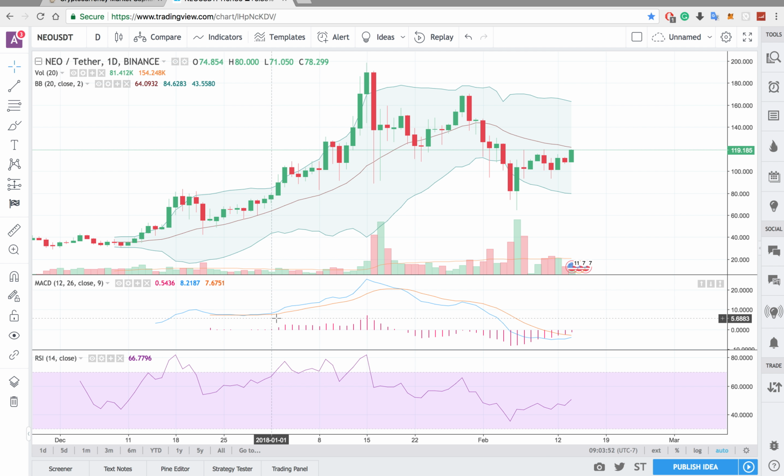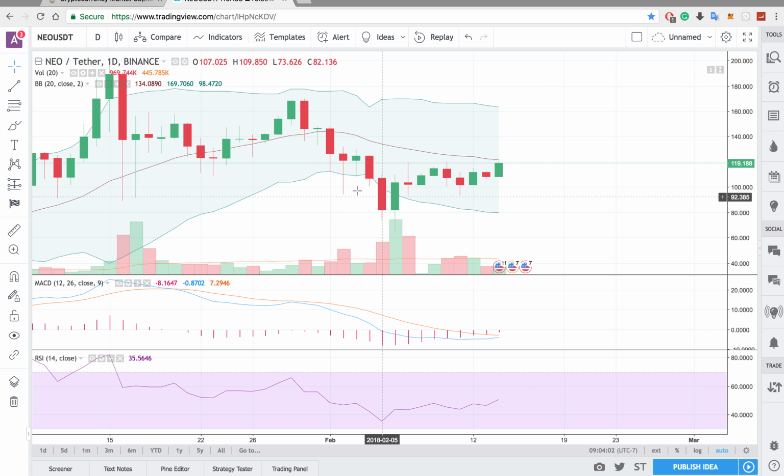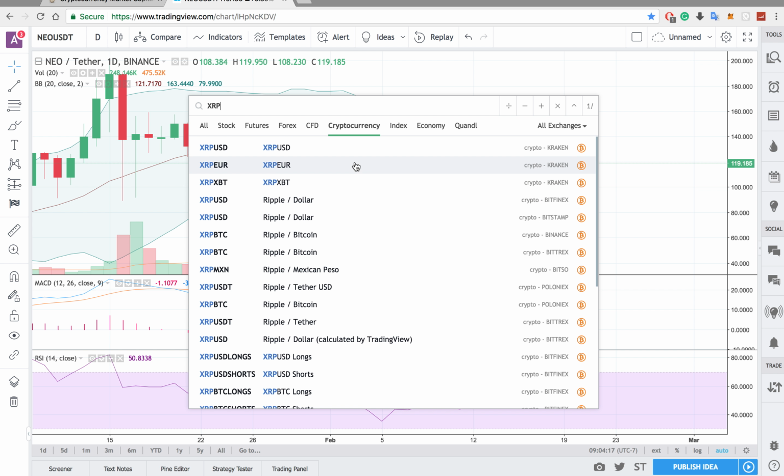And as you can see, this is a bullish sign right here, and this is a MACD crossing, which heads into the bearish side. So I would have bought Neo right here where it reaches outside the Bollinger Bands. I'm gonna show you guys another coin just to show you this pattern that happens.